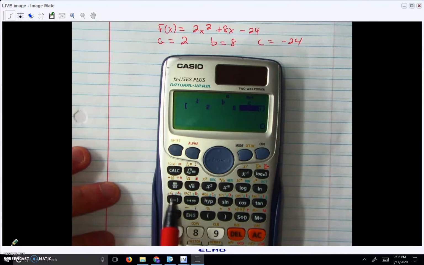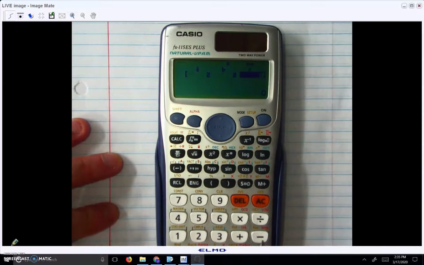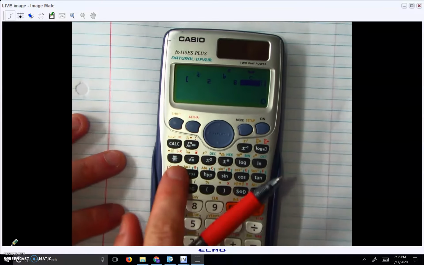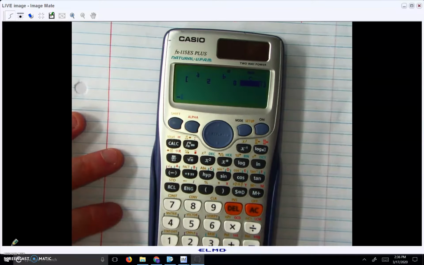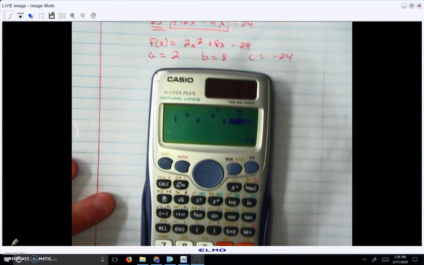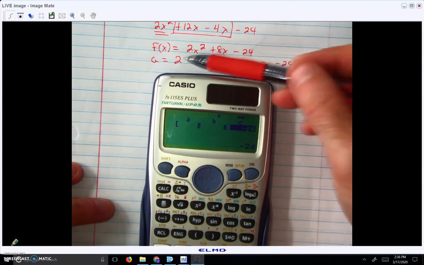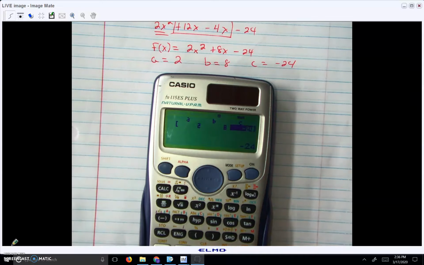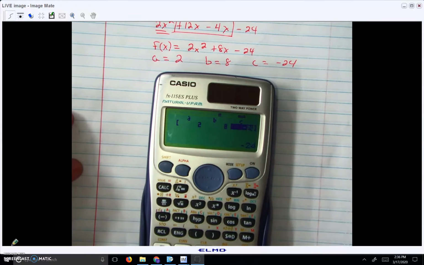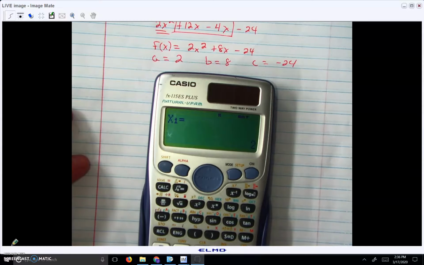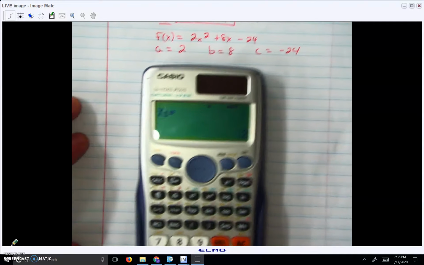Remember again, the negative key is up here in the darker gray keys, not down here in the white keys. The white key with the negative on it is a subtraction. So I have negative 24. I hit equals. So they're all filled in. I can check and make sure 2, 8, negative 24. They're correct. If I had made a mistake on one, I can use the arrow keys to scroll back through them and fix that. So when I hit the equals key again, it tells me that x1 is 2.